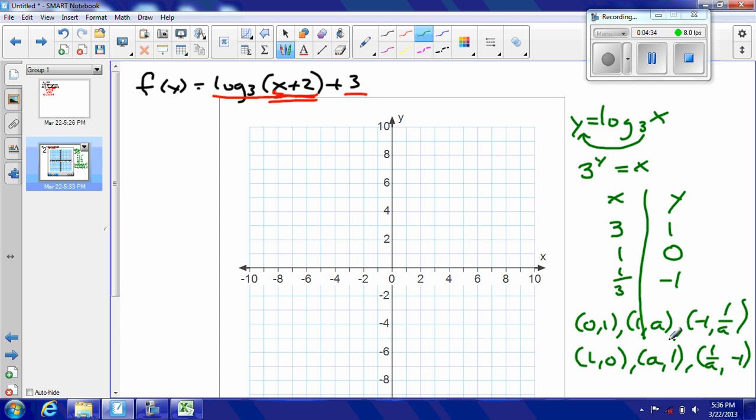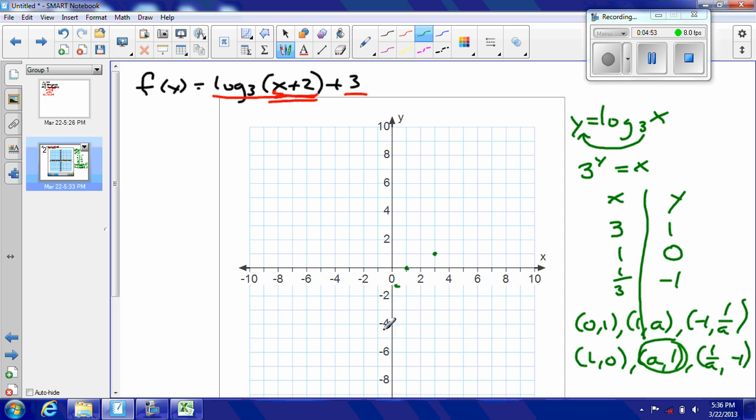That fits, that matches this right here. So I'm going to go to the point (3, 1) and put that in right there. I have the point (1, 0) right there. And I have the point (1/3, -1) right there.